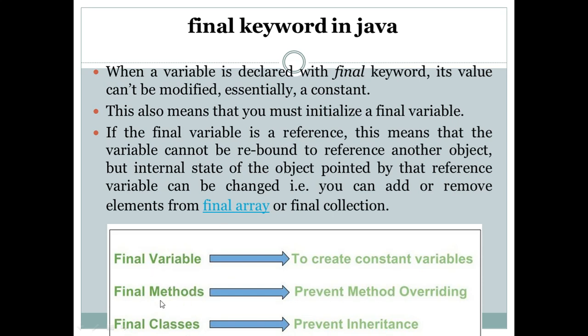Means what? When I declare a variable as final, I create a constant variable. If I declare a method as final, then we cannot override that particular method. And if we declare a class as final, then we cannot do inheritance from that class. Whenever we declare a final variable, we must initialize it first, right?